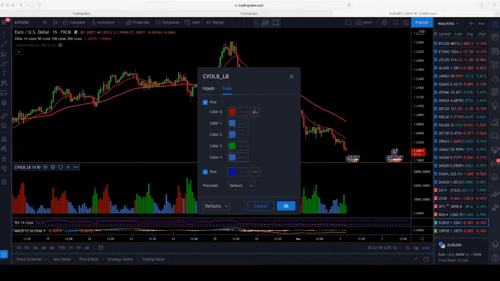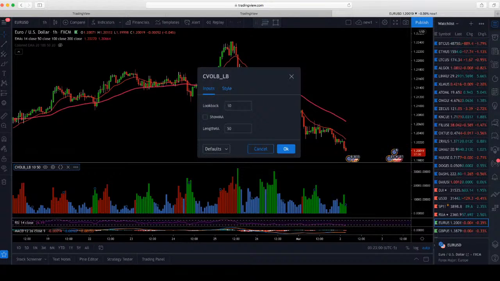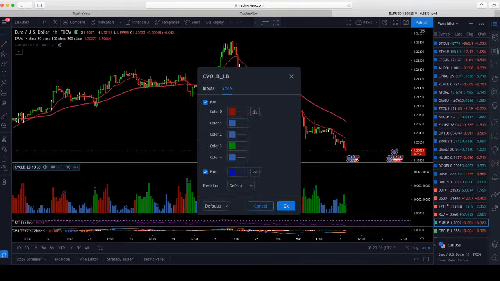Is it a paid account? Yeah, but you don't need it. The indicator is available on a free TradingView account. Anyway, so it's here. It'll be up on the stream, too. You can always go back and watch. But it's 10 and 50 on the inputs, and then I think I basically switched the colors around.